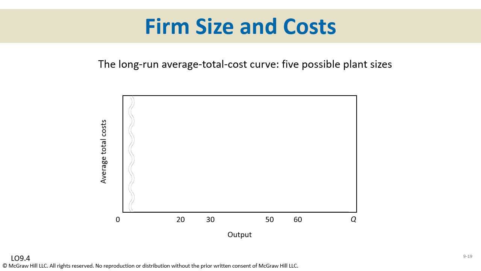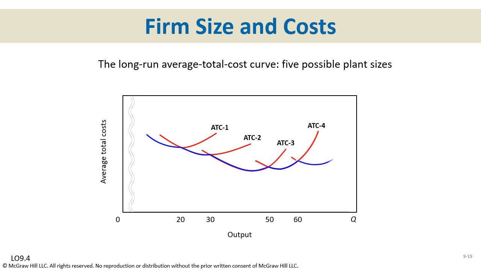So here's your long-run average total cost curve with 5 different plant sizes. So depending on how large your plant is, your costs are going to be different. So as you can see, the more output we have, our cost curves are indeed different.